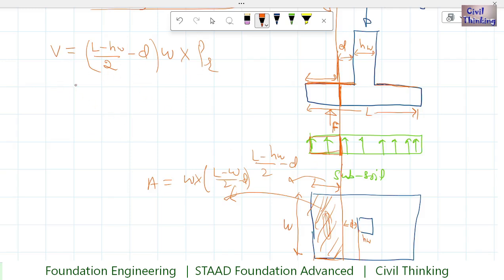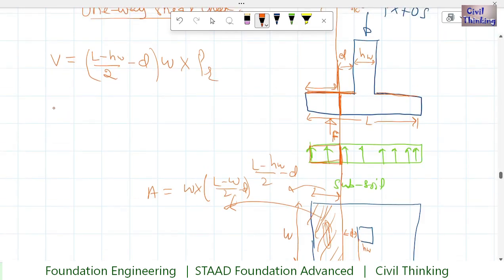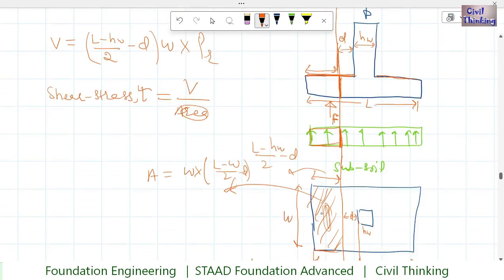Now we have to find the shear stress, tau. It is going to be shear force divided by area, right? But which area? Not this area, right? Because when we calculate the shear stress, we have to find the area which is parallel to the shear force. Now this area is perpendicular to the shear force, right? Now how do we see this?